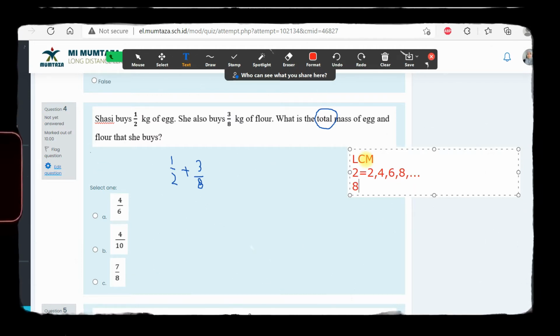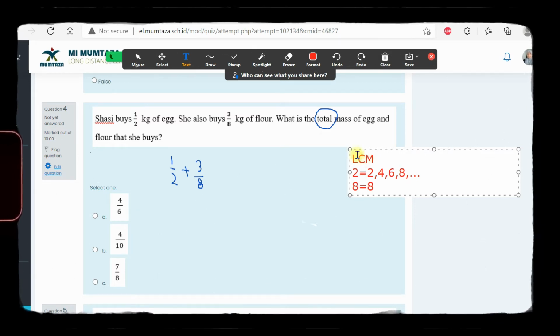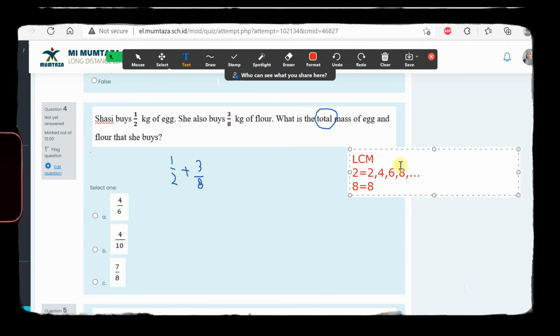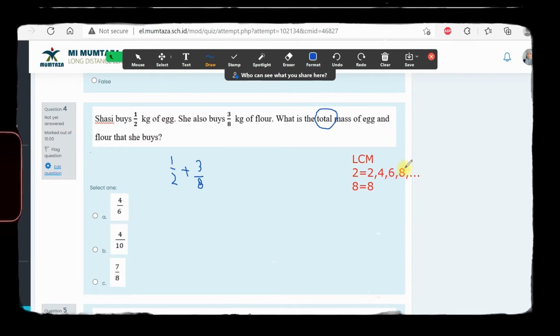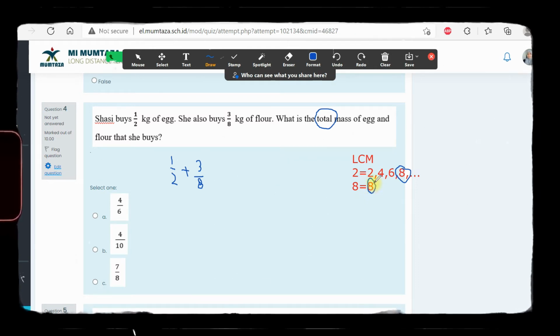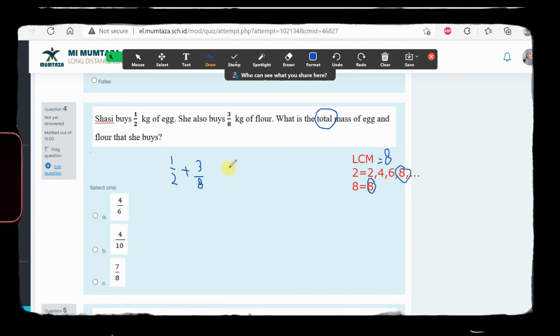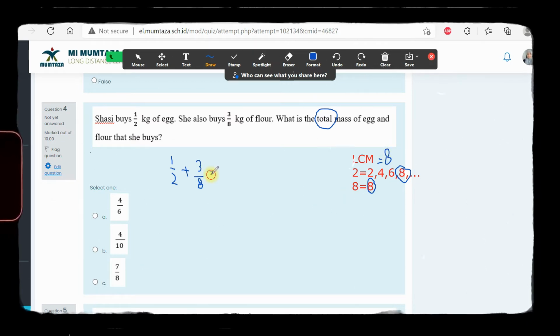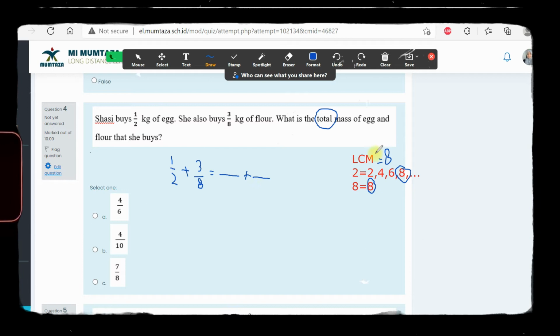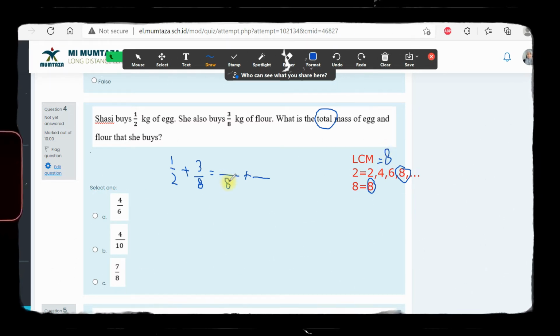How about the multiples of 8? 8 times 1 is 8. Now we can get the LCM here. The LCM is 8. Yeah, the LCM of 2 and 8 is 8. Now, because the LCM is 8, we can find the new fractions. Because the LCM is 8, the bottom number is 8.